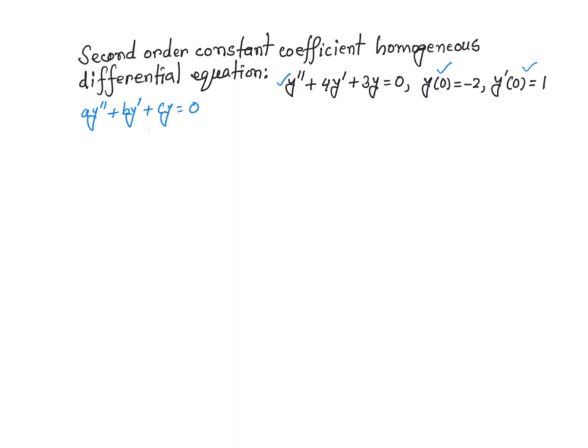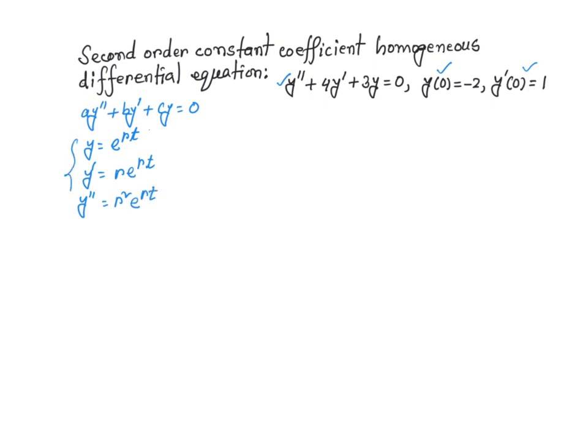Now we make the assumption here that the solution for this type of differential equation is of this form: y is equal to e to the power rt, where r is some number. So our objective here is going to be to find out what r is. After making the assumption, we find the derivative of it. y prime is going to be equal to r e to the power rt, and y double prime is going to be r square e to the power rt, right?